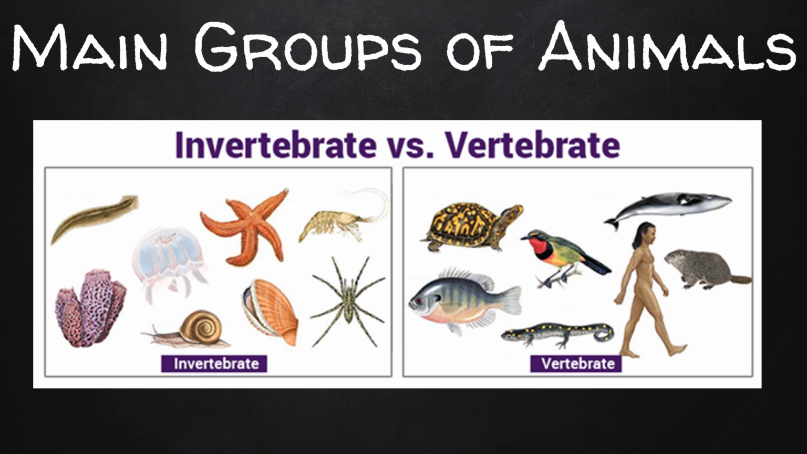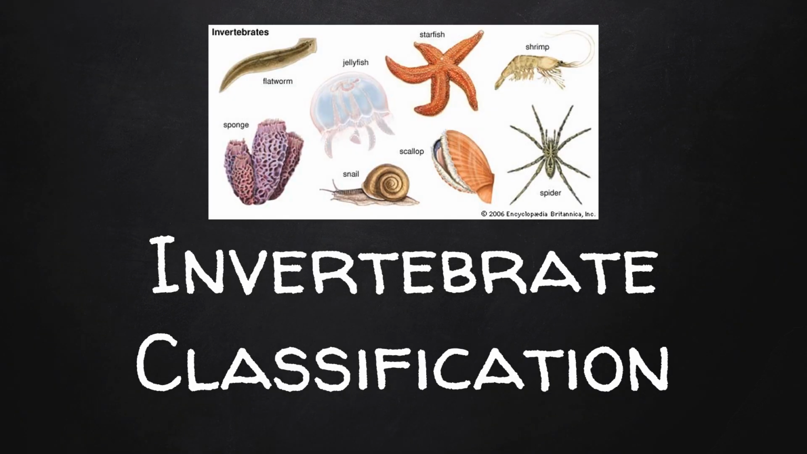There are two main groups of animals: invertebrates and vertebrates. 97% of all species of animals are invertebrates. They have no backbone, and most have an exoskeleton, or a skeleton on the outside of their body. Let's look at some phyla of invertebrates.